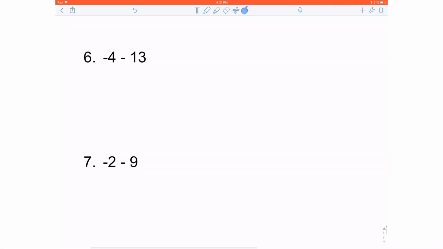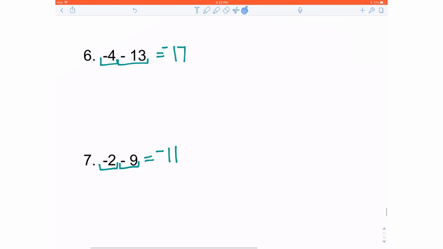So this is a negative 4 and a negative 13. They are the same sign, which means I add them. So I get 17, and the sign is negative, and I keep the sign. So this is a negative 17. Here we have a negative 2 and a negative 9. I add them because they have the same sign. 2 plus 9 is 11. The sign is negative, so I'm going to keep that sign, and the answer is negative 11.